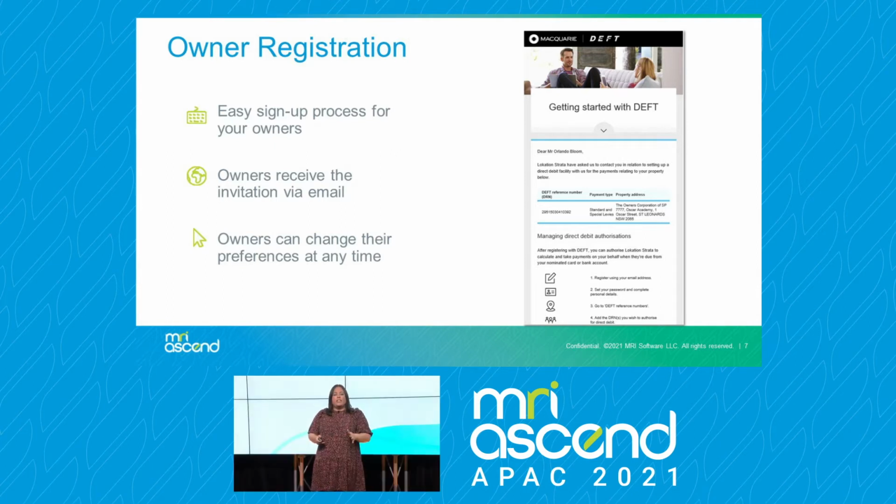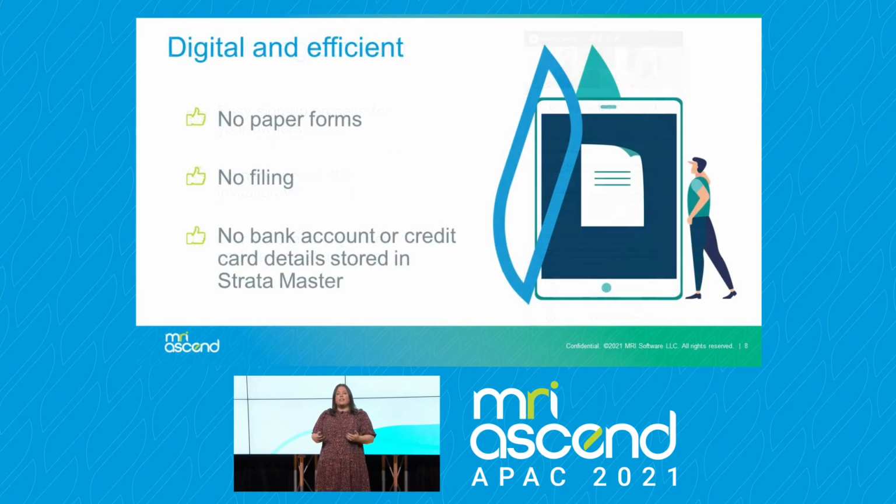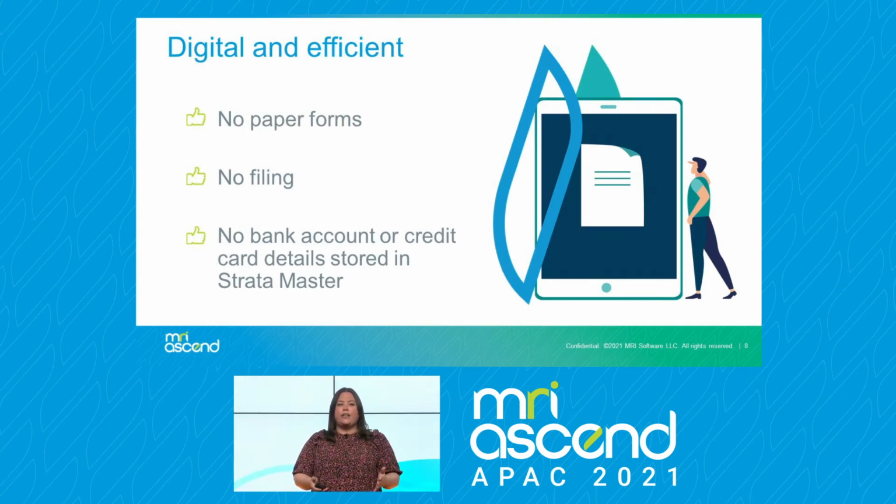This also provides benefits for your agency, as unlike typical paper-based direct debit authorities that you need to store for 7 years, this is digital, removing the need for paper forms or filing. And it's also safe and secure, as Strata Master does not store any of the bank account details information in Strata Master. Deft stores it all in the digital wallet for you.